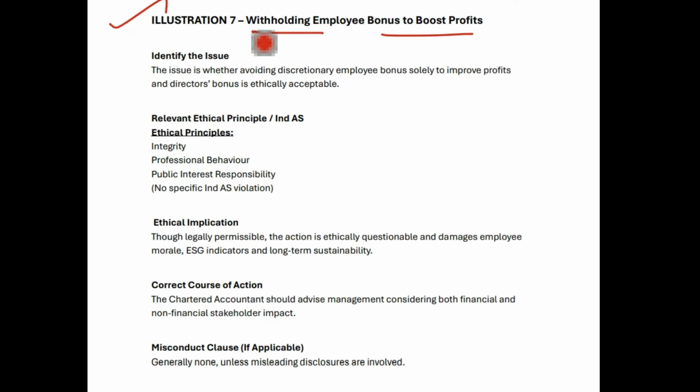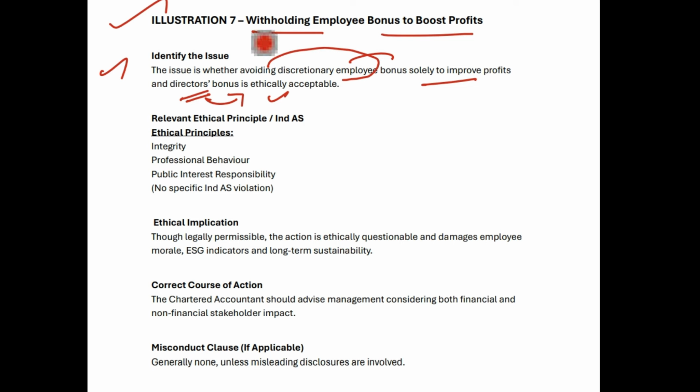Withholding employee bonus to boost profits, right? So here the issue is that you are avoiding the discretionary employee bonus only to improve your profits. Why are you going to improve the profits? Because if you avoid the bonus, which is an expense, you can increase your profits. So on the basis of profits, the directors are going to get the bonus. The directors get the bonus, but the employee bonus you are going to avoid.